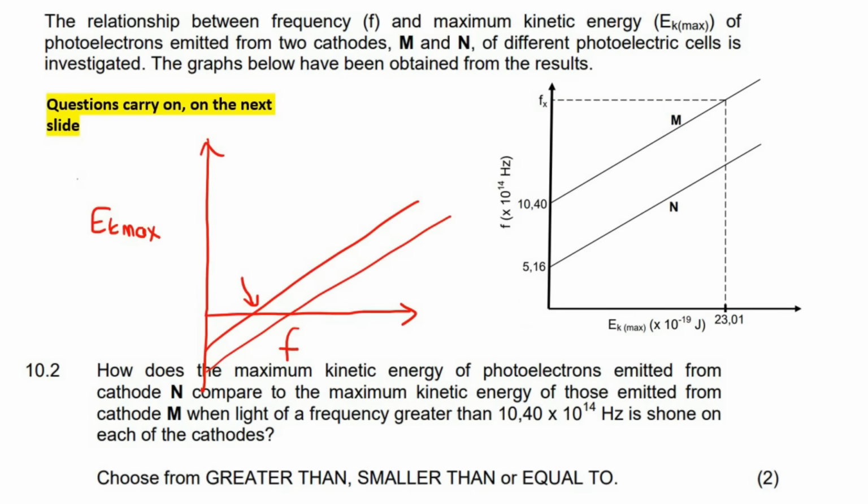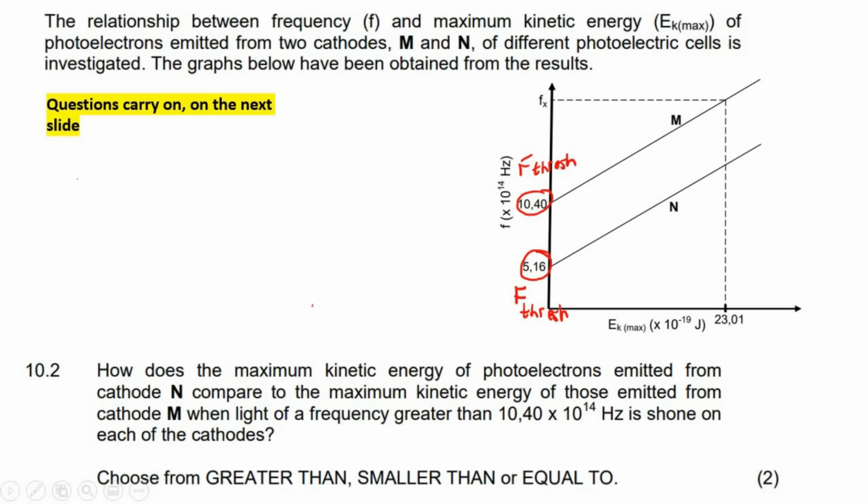The part here, when it goes through the x-axis, or when it goes through the axis that has the F, or the frequency, that is normally called the threshold frequency of that particular metal. So it's going to be the same in this question. This is going to be your threshold frequency over here for cathode N, and then this will be your threshold frequency for cathode M. Okay, so that's your threshold frequency. So we'd say threshold, and then this one here would be the threshold. Okay. So I just wanted to get that out the way before we go to the next one.